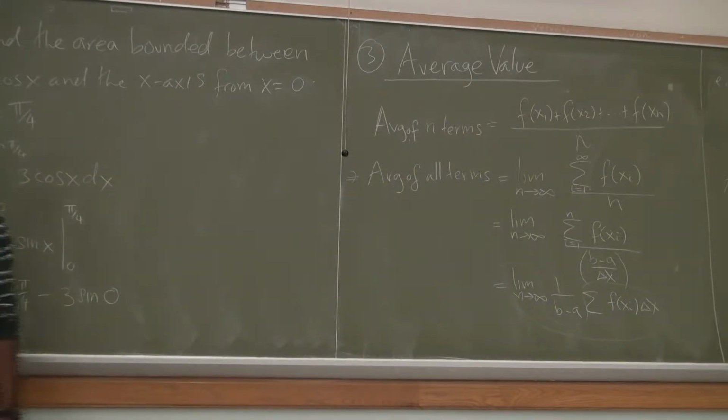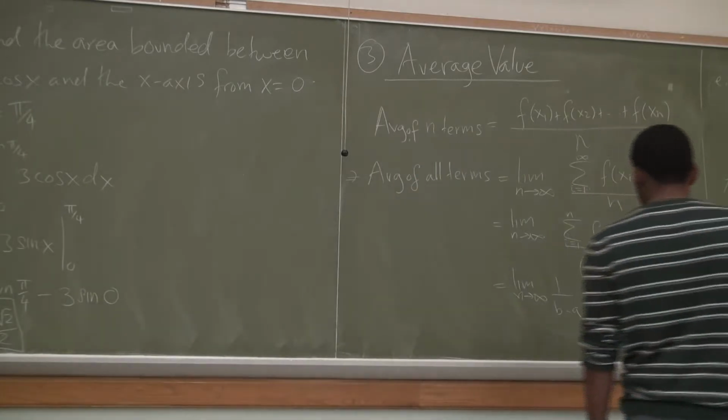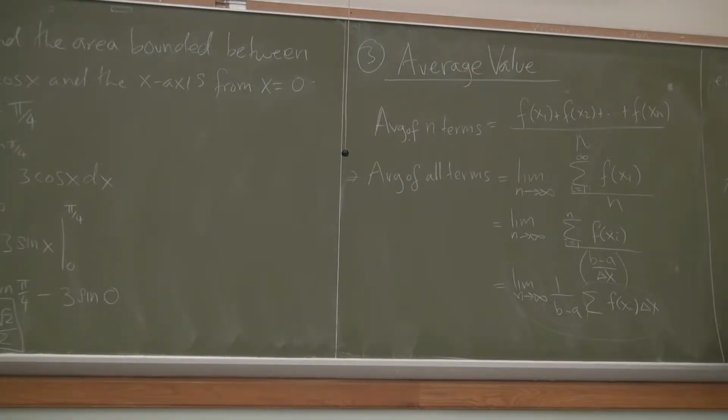So when you put xi, you mean a plus i delta x? Yeah, but we don't need to go to that specificity in this case. I'm just counting all these x values.